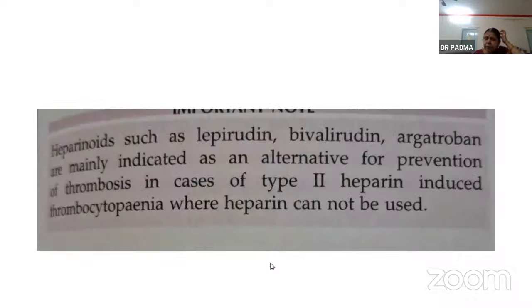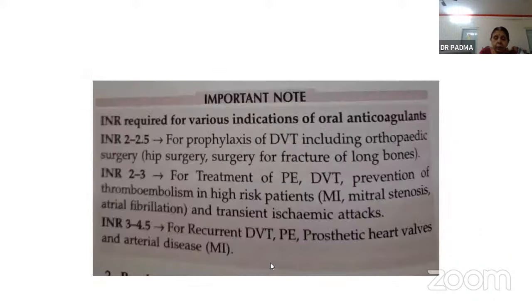In HIT, we are using heparinoids such as lepirudin, bivalirudin, argatroban. They are mainly indicated as an alternative to prevent thrombosis in case of type 2 heparin-induced thrombocytopenia, where heparin cannot be used because heparin has already induced thrombocytopenia. We cannot use it, especially in unstable angina in such cases where there is already a deficiency, or other concomitant bleeding diseases. In such cases, these heparinoids are used. The common ones we are using today are bivalirudin or argatroban.